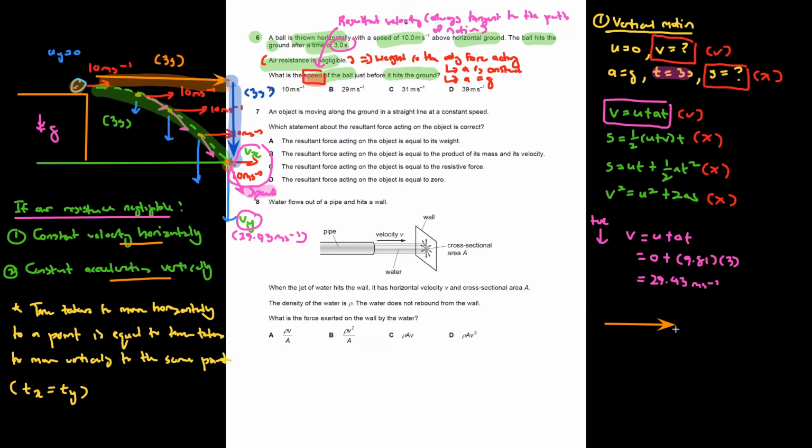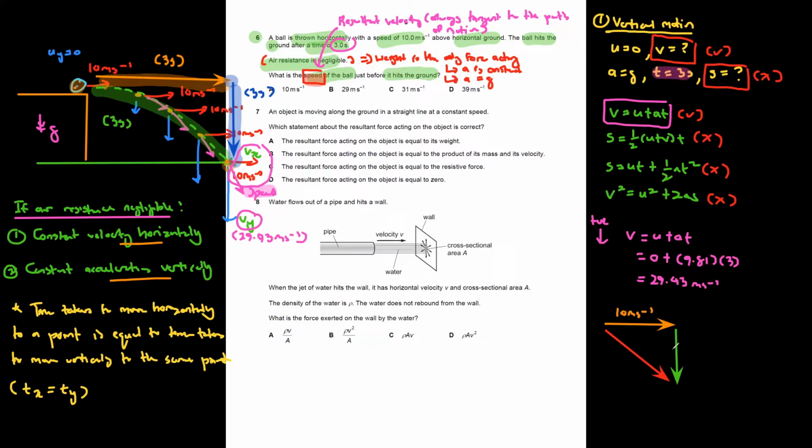This one is Vy. Your resultant is actually this one. Okay, so this one is your Vx. This one is 10 meter per second. Sorry, let me use a different color. This one is 10 meter per second.